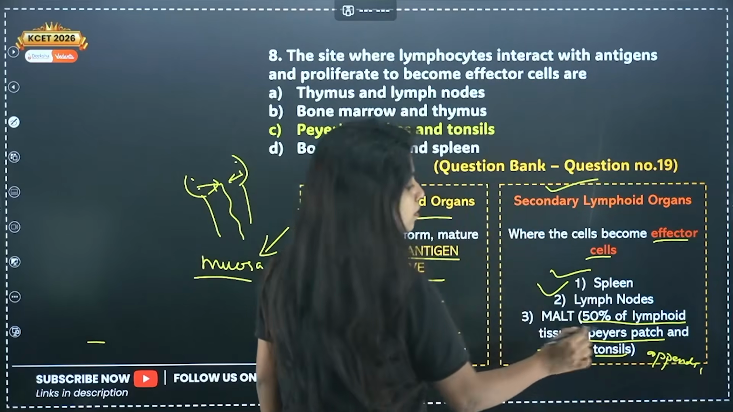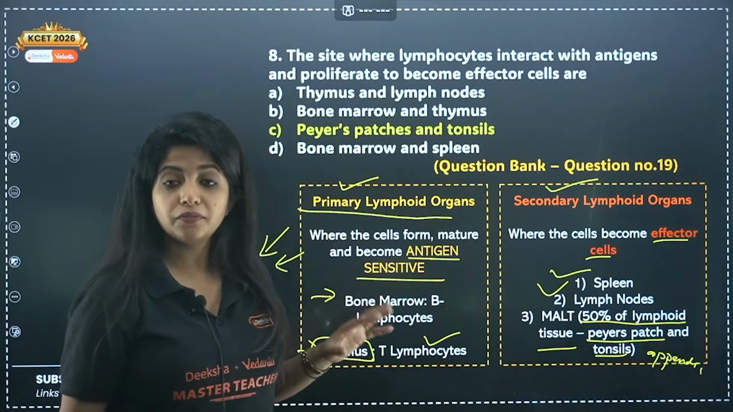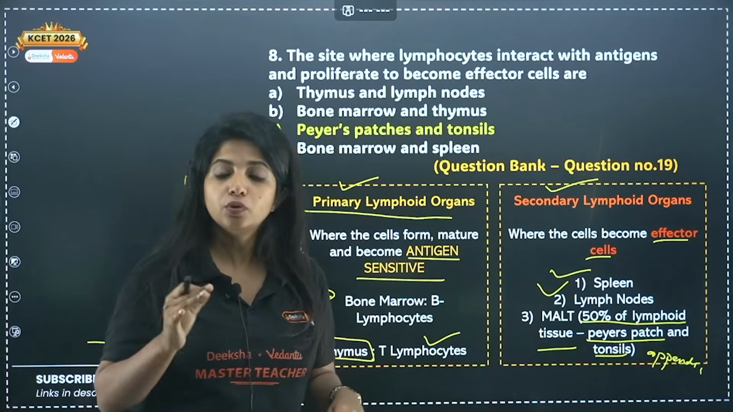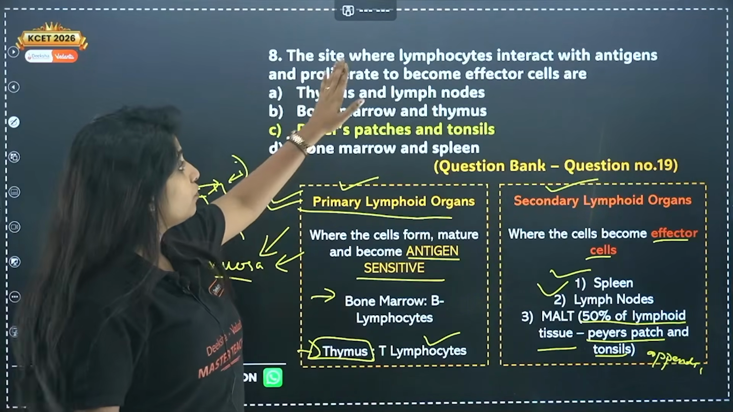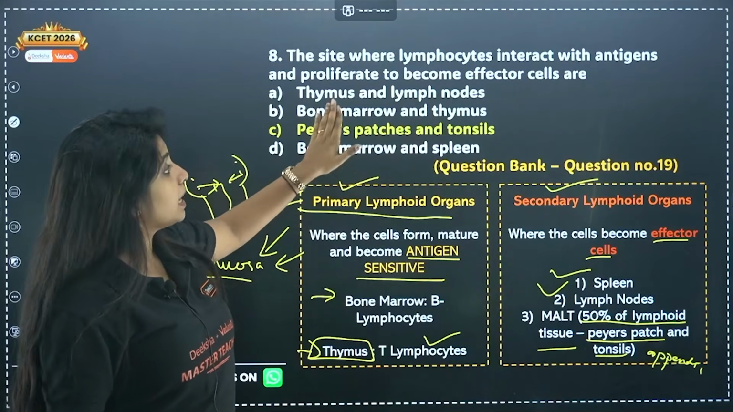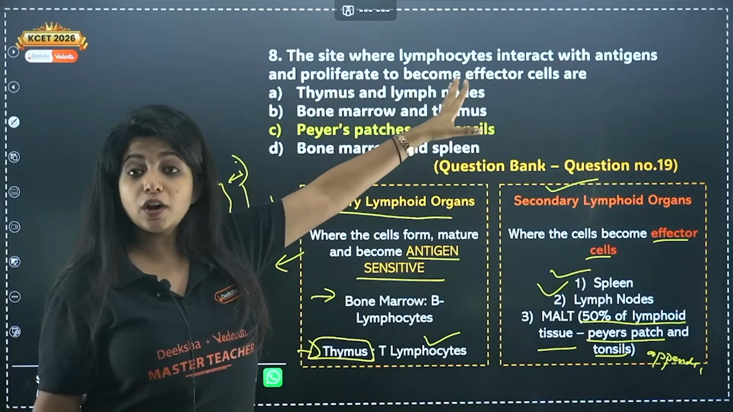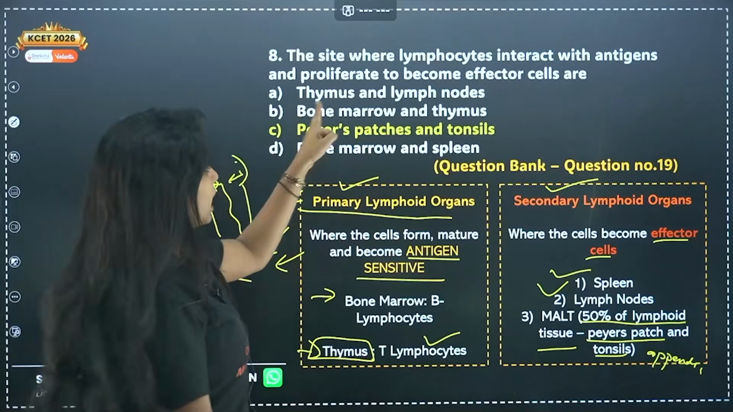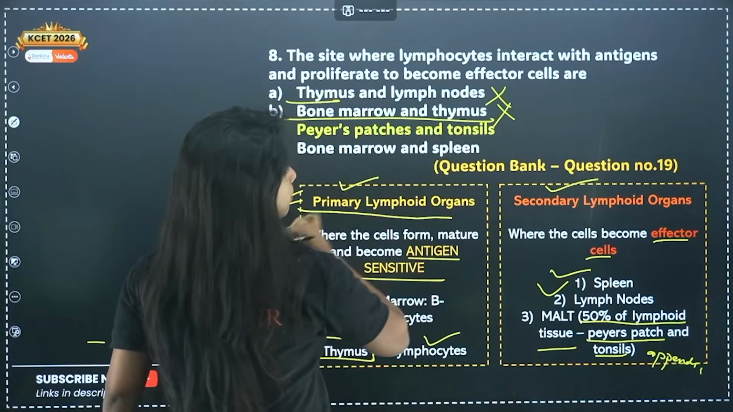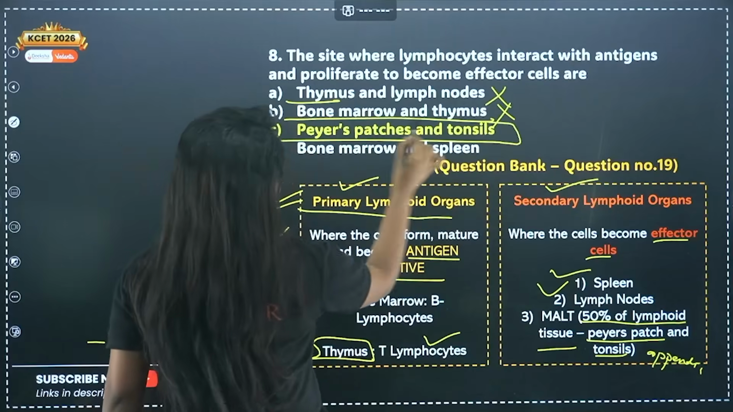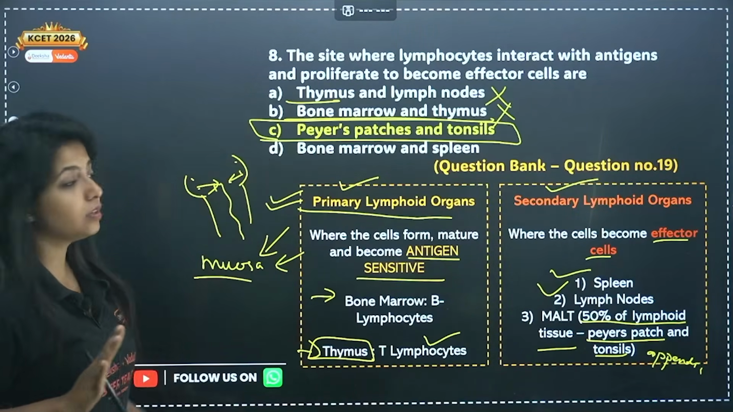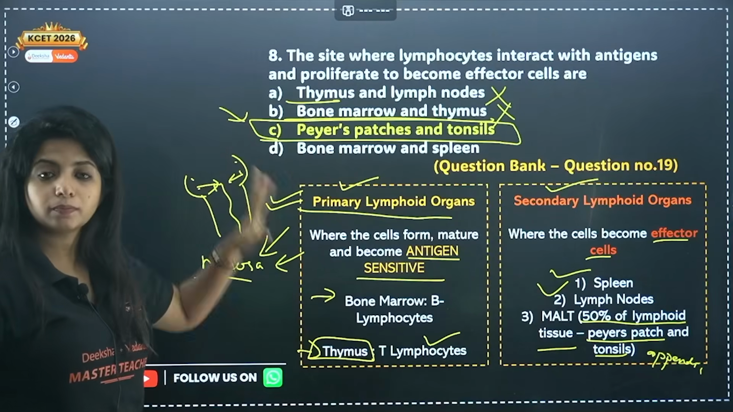So Peyer's patch, tonsils, appendix, all of them are secondary lymphoid organs. You might be asked to write about all of them as well. Make sure you know how to write it. The site where lymphocytes interact with antigens and proliferate to become effector cells, so you have to talk about secondary lymphoid organs. Thymus is a primary lymphoid organ, which is why that goes wrong. Bone marrow and thymus are both primary lymphoid organs, which is why that also goes wrong. Only Peyer's patch and tonsils have both as secondary lymphoid organs, which is why this is your answer for the question.